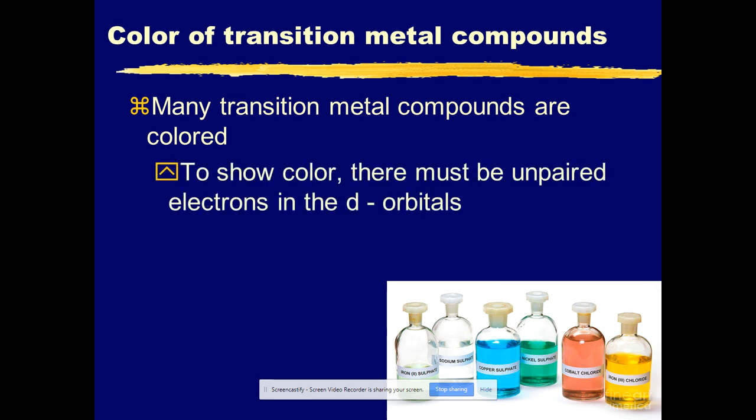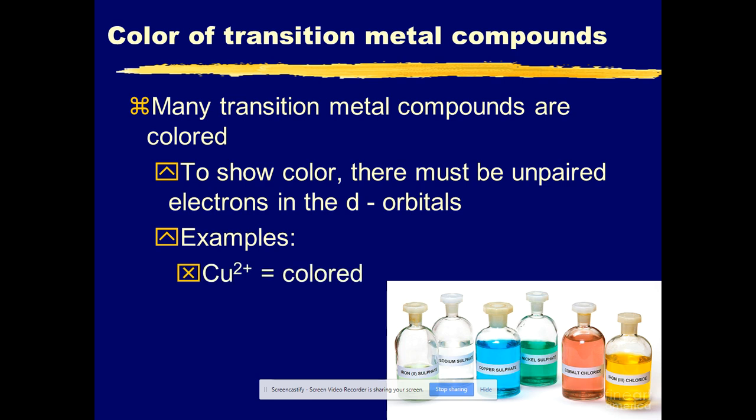But in order for this to happen, there has to be unpaired electrons in the d orbitals, right? If you don't have any electrons in the d orbitals, and this would be an example like scandium 3+, which is a transition metal but has no electrons in the d orbitals, then that's not going to show a color. On the other hand, if you have all of the d orbitals filled with electrons, as is the case with, for example, Zn2+, then you're also not going to see a color. But if you do have unpaired electrons in the d orbitals, the compound is likely going to be colored.